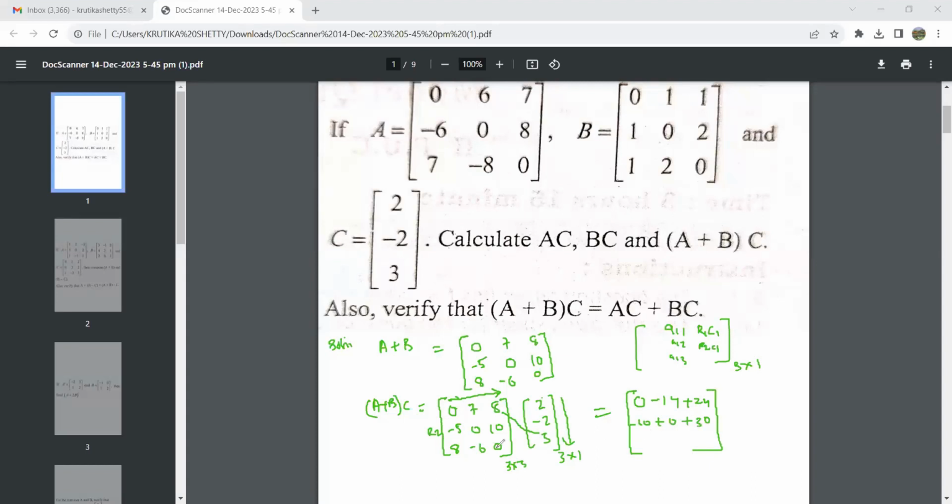Next, similarly, for the last element, 8 into 2 is equal to 16. Next, minus 6 into minus 2 is equal to plus 12. And 0 into 3 is equal to 0. In the next step, we will add all these. So minus 14 plus 24 is equal to 10, then 20, and then the last element will be equal to 28. This is the new matrix, and the order of this matrix is 3 cross 1.